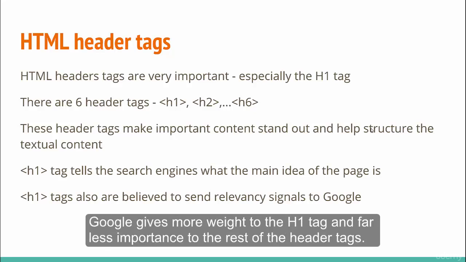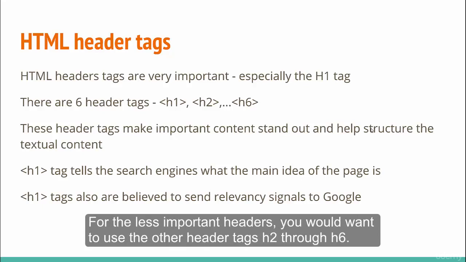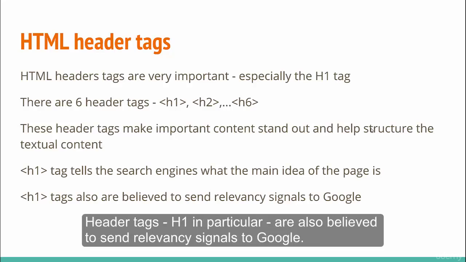Google gives more weight to the h1 tag and far less importance to the rest of the header tags. The h1 tag usually is used to tell the search engines what the main idea of the page is about. For the less important headers, you would want to use the other header tags, h2 through h6. Header tags, h1 in particular, are also believed to send relevancy signals to Google.